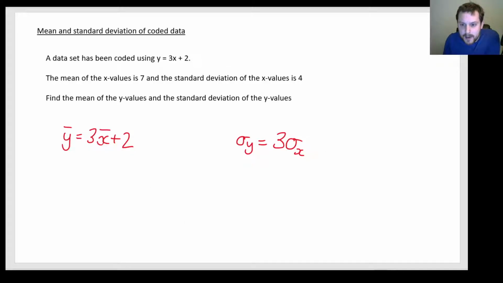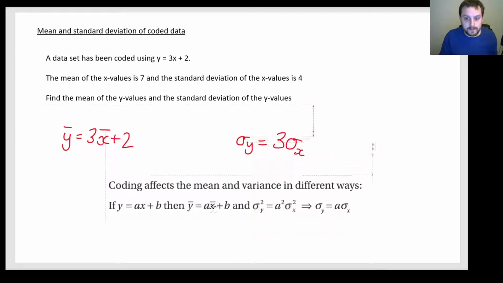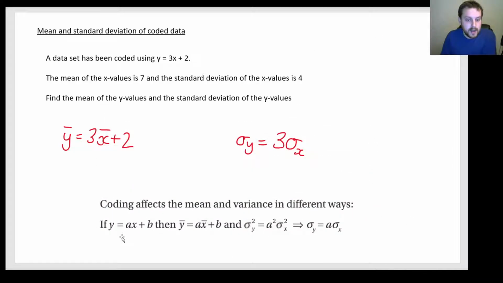And it's at this stage, perhaps I should have mentioned it before, but it doesn't matter too much. It's page 239 in your book, where there's this little bit of information written, that if y is ax plus b, then y bar, it affects the mean in the way you expect, but it affects the standard deviation only through multiplication by a. It does not have any effect if you add or subtract anything, because it doesn't affect how spread out it is. So I'm literally applying these formulas here.